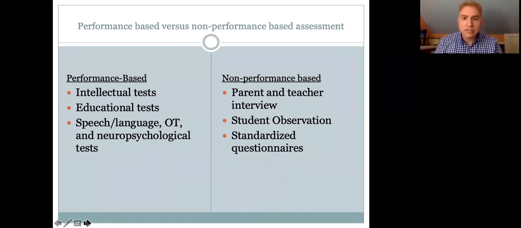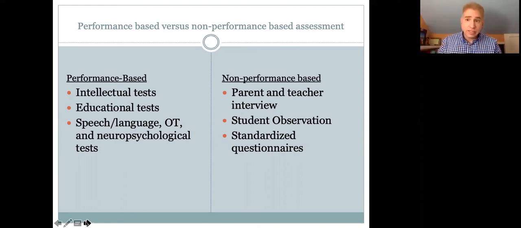So on the right side of the screen are the non-performance based tests, and this is pretty non-contentious. This is easy stuff. You can do a parent and teacher interview over Zoom, just like we're talking now. Student observations are tricky, but you can try to observe via Zoom. Standardized questionnaires, I can have a parent fill out an ADHD checklist. I can ask a teacher to fill out a BASC as easily now as I could before. Many of them have been digitized to be done over email, so in some cases it's actually easier. So the non-performance based tests are pretty straightforward and can be done.